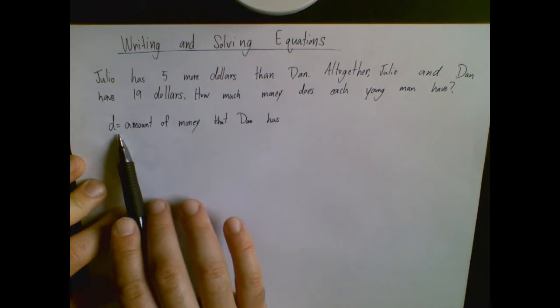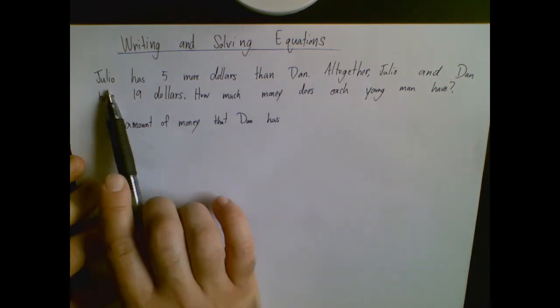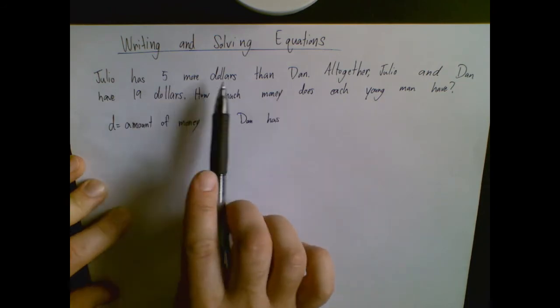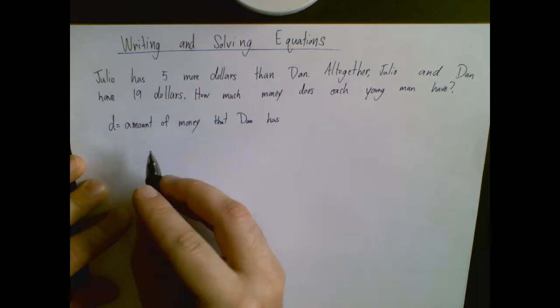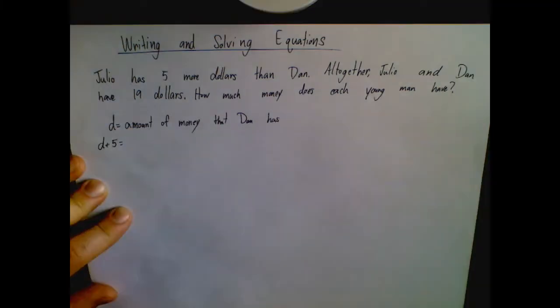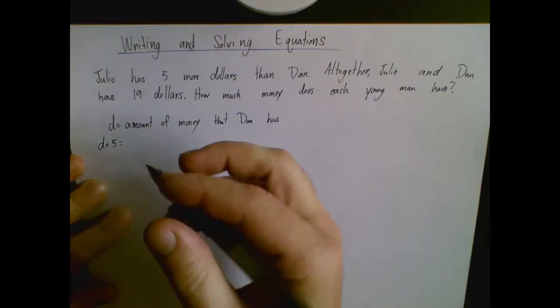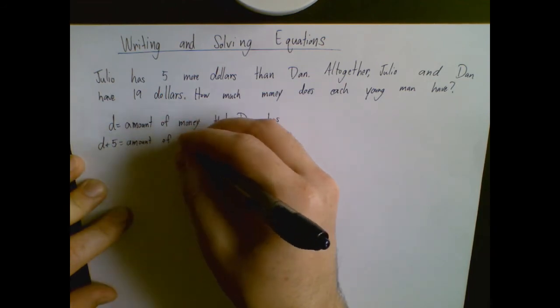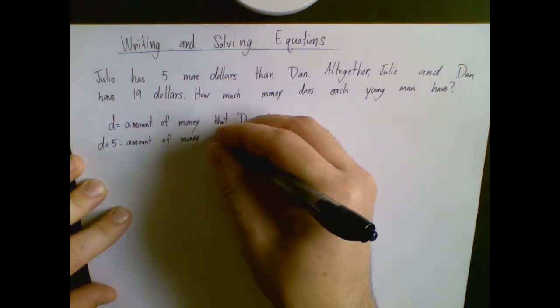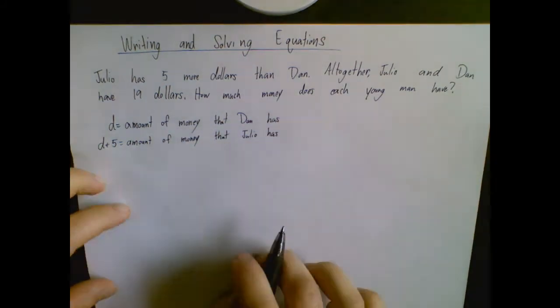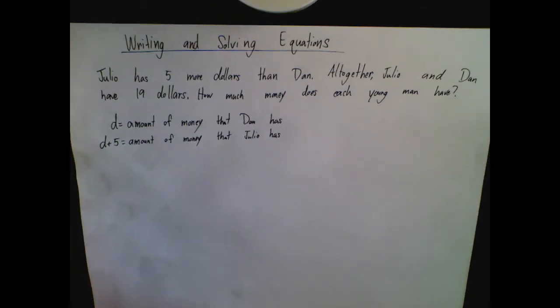So if I say D is the amount of money Dan has, how much does Julio have? Looking at our first sentence, Julio has $5 more than Dan does. So if I want to know the amount Julio has, it's going to be D plus 5. Whatever Dan has, plus 5 more on top of that. And that is the amount of money that Julio has. Okay, now that I have that, I can actually start putting those together.